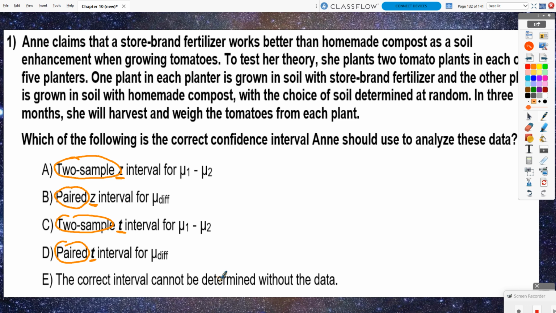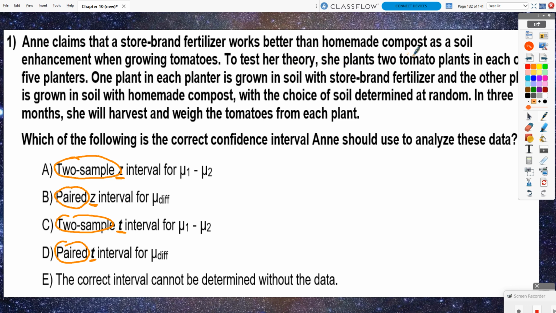And so what we really need to look at is how they're doing the tomato plants. Now, if they had said, we're going to have 1 tomato plant completely in 1 planter and 1 tomato plant completely in a separate container, and then the difference between the 2 would be that one would have the store brand fertilizer and one would have the homemade compost, then I would say that's more of a 2-sample problem.